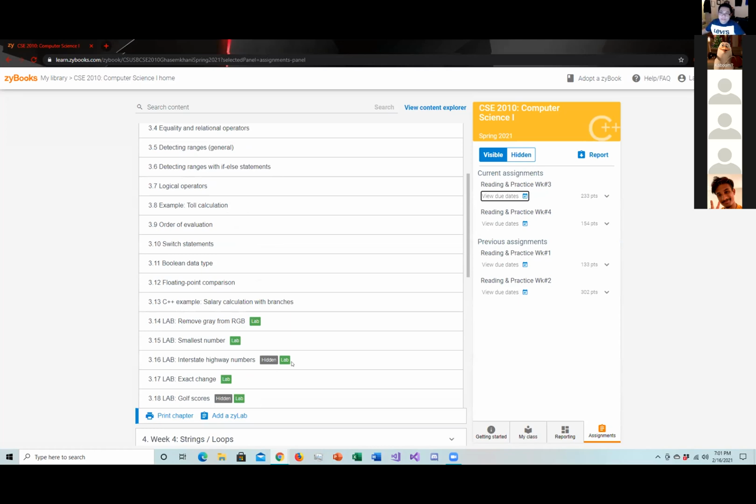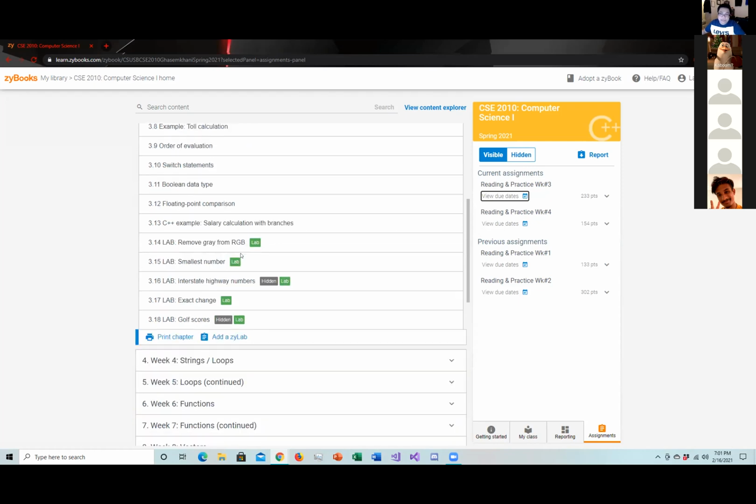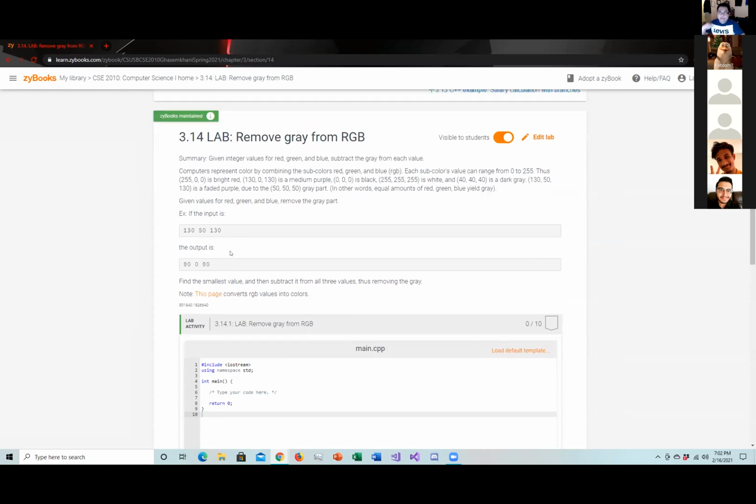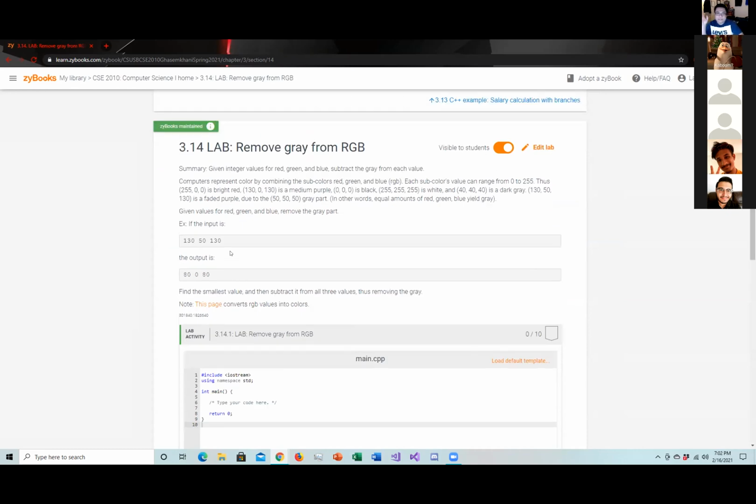Is everyone on Zybooks, does everyone see the 3 labs that I decided to unhide? Do you see remove gray, smallest number, and exact change? Yes. Okay, perfect. Yeah, it's there. Awesome. We'll go ahead and get started. I'm going to go ahead and read this out loud so you guys can understand.